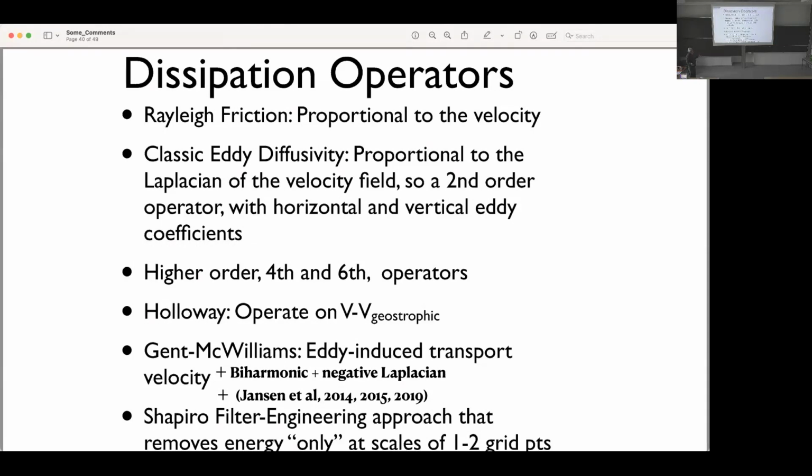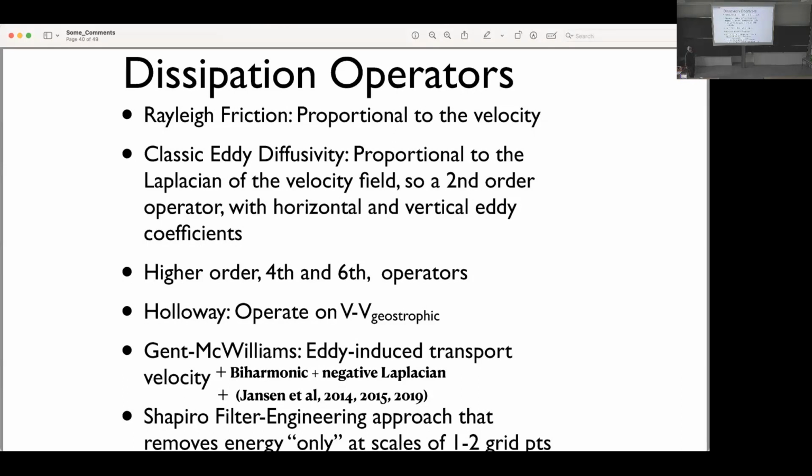Then a lot of people use the classic eddy diffusivity, where we take the molecular form of a Laplacian and just crank the coefficient up 8 orders of magnitude and things like that. That's a second order operator. Other people have used higher order operators, fourth, sixth, etc.